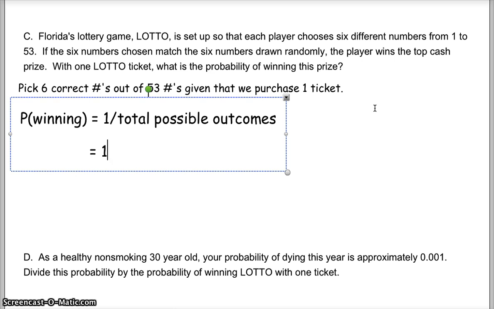Does the order in which we pick those matter? Let's look back at our question. It says that if the 6 numbers chosen match the 6 numbers drawn randomly, the player wins the top cash prize. It never says that it has to match them in the same order. It just says that the 6 chosen have to be the 6 numbers that are drawn. So order does not matter. So we'll divide by our total. We know that we have 53 numbers to choose from. Because the order does not matter, this is a combination.